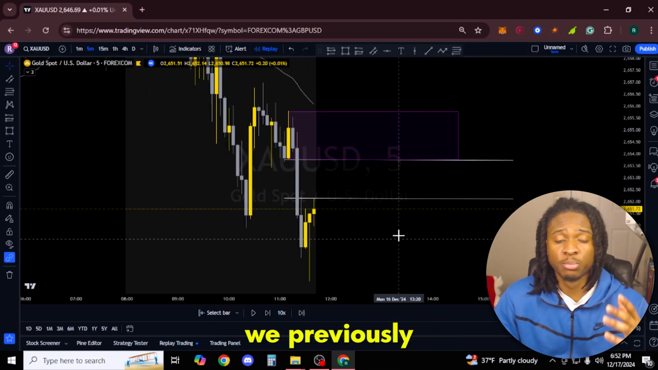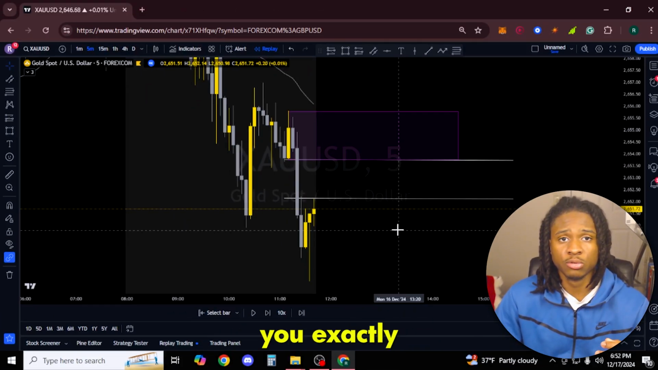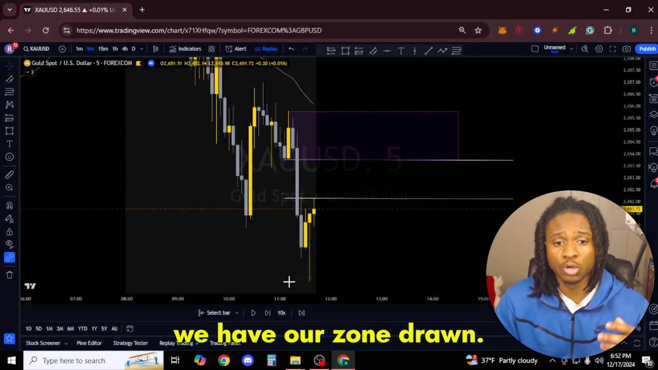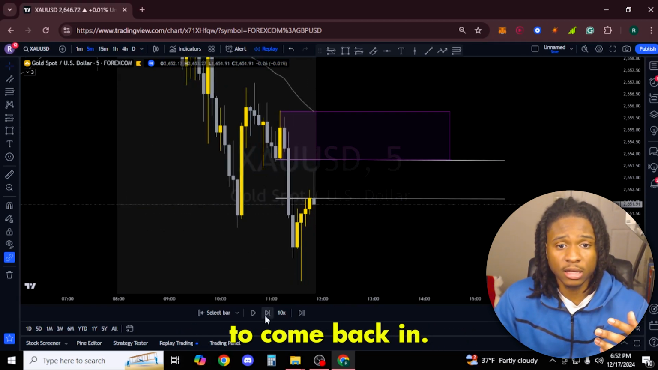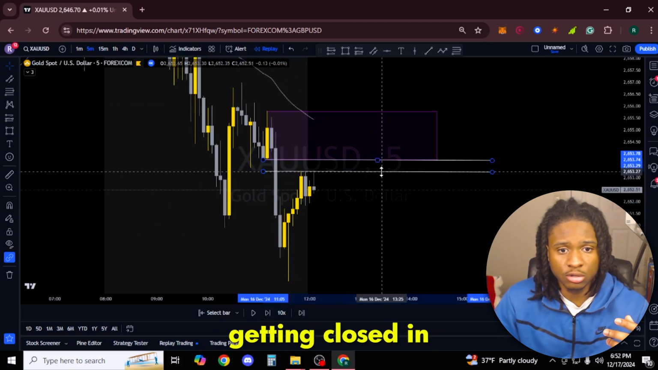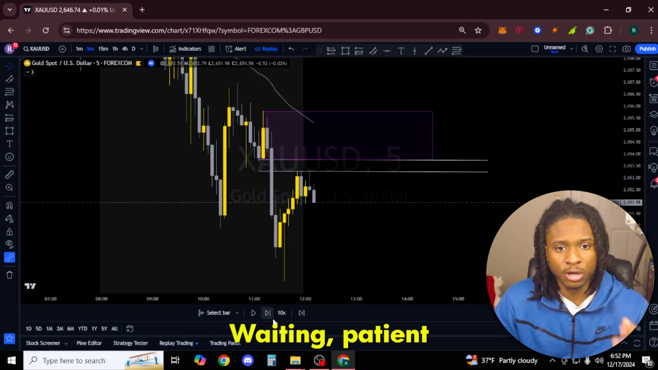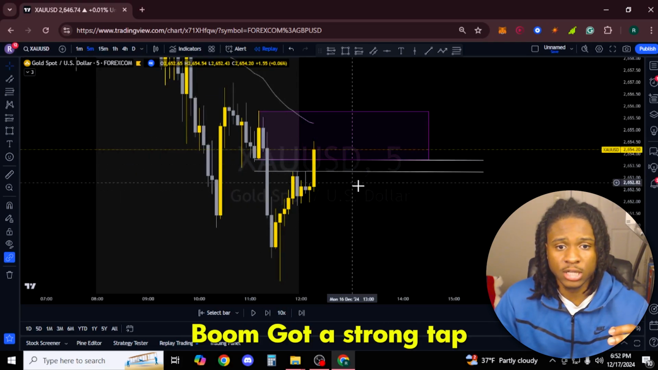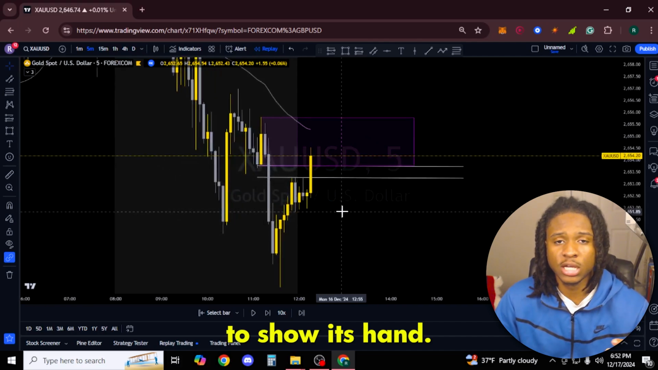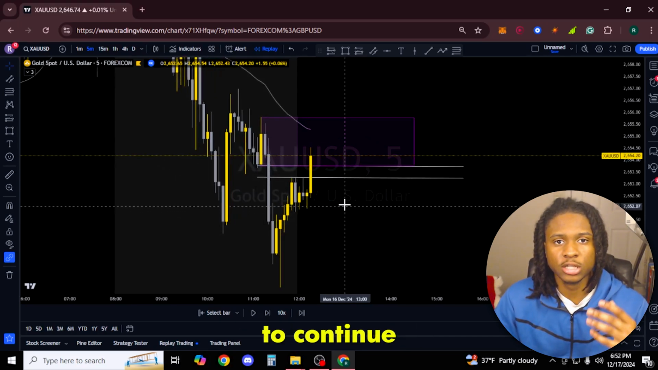So from the example we've previously been using, let me go ahead and show you exactly what we're looking for. Again, we have our gap, we have our zone drawn. Now we just wait for price to come back and tap within our zone. As you see, our gap here is slowly getting closed in. Smaller gap, waiting patiently. Boom, we got a strong tap into our zone. Now that we have a tap into our zone, wait for price to show its hand and let us know that it's ready to continue in the trend.